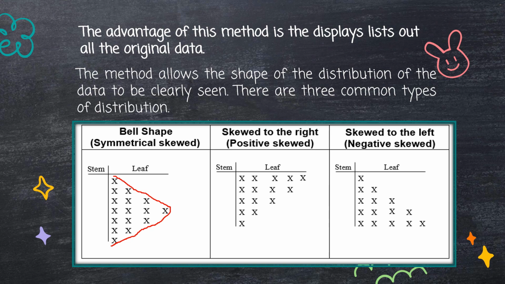The second is skewed to the right. We can see that the majority of the data is found at the start of the plot. Hence, the data is positively skewed. The last is skewed to the left. The majority of the data is found at the end of the plot. Hence, the data is negatively skewed.